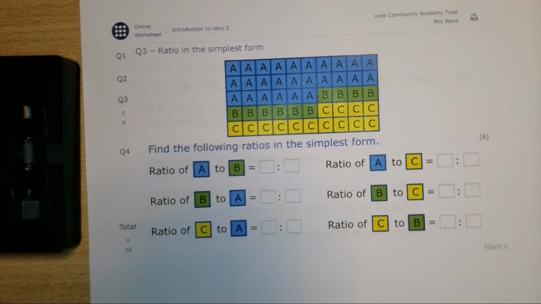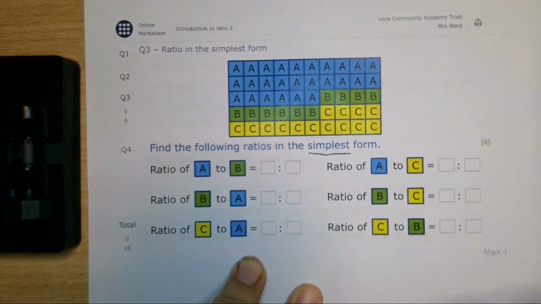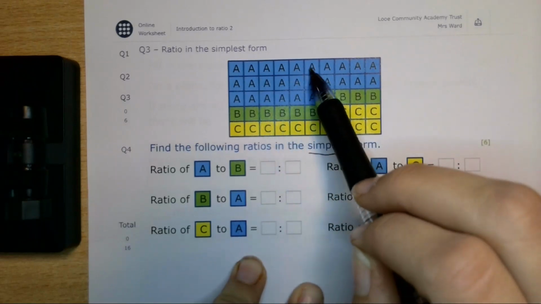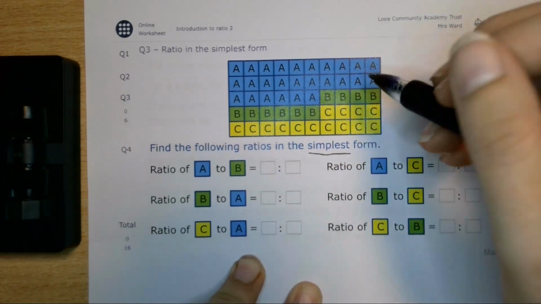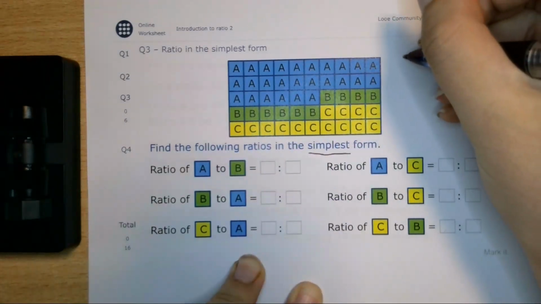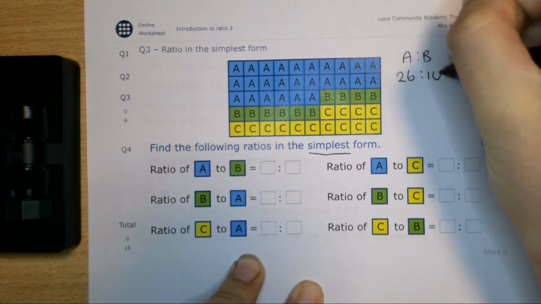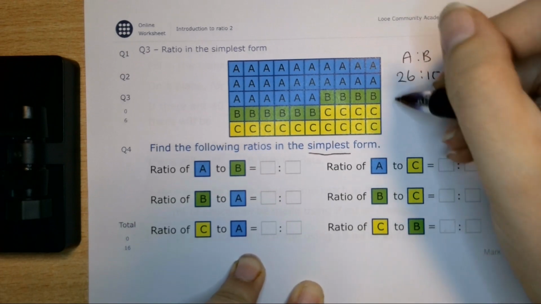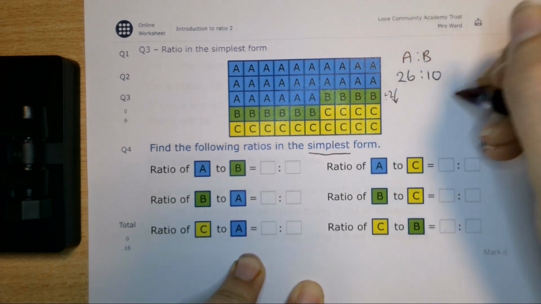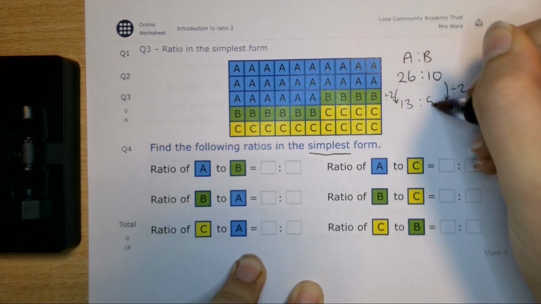Here we have some blocks, some squares, and we're basically counting, and then it says the simplest form, so make sure you simplify your answers. So each row of these, 1, 2, 3, 4, 5, 6, 7, 8, 9, 10, oh, that makes it easier, doesn't it? So 20, 1, 2, 3, 4, 5, 6 A's, so A to B, there are 26 A's, and there are 10 B's. Now both of those numbers are even, so I can divide that by 2. Whatever I do to one side, I do to the other side. 13 and 5. That's the simplest form.